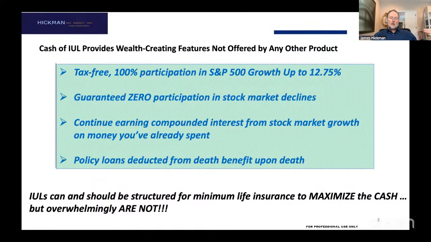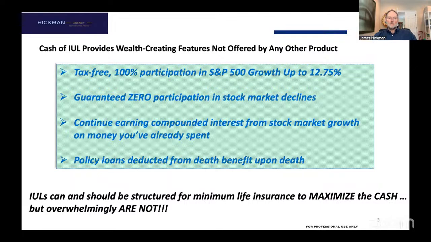Well, the cash in an IUL in many respects is better than a 401k. If you don't have a 401k because you're self-employed or your employer doesn't offer it, or even if you do have one but your employer doesn't do any matching. If your employer does matching, you should take full advantage of that. Let me make that really clear. But this can be an alternative to a retirement plan. Everything I just said about maximizing the cash and minimizing the life insurance, that's how you make this more of a retirement plan and a personal bank than a life insurance policy.